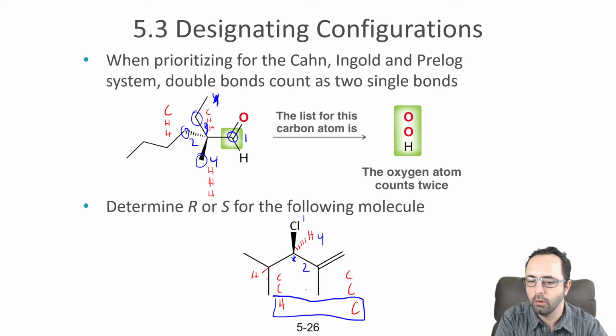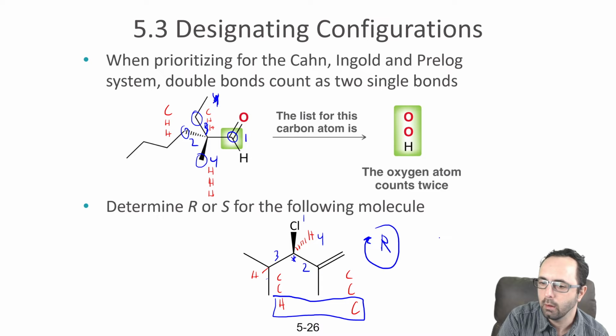And the lowest priority is already sticking out in the back. And so we have one, two, three in a clockwise fashion. This is going to be an R designation. One, two, three, clockwise.